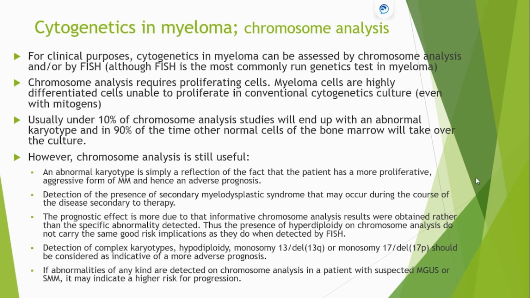Also, as I mentioned, the prognostic effect of some of the abnormalities that you can detect by FISH, if you detect them by chromosome analysis, have a more grave prognostic impact on the patient. And if abnormalities of any kind are detected on chromosome analysis in a patient with suspected MGUS or smoldering myeloma, that again shows a high risk of progression because, like I said, you know that the plasma cell responsible for this disease in this patient is more proliferative and more dangerous and can progress to myeloma faster.